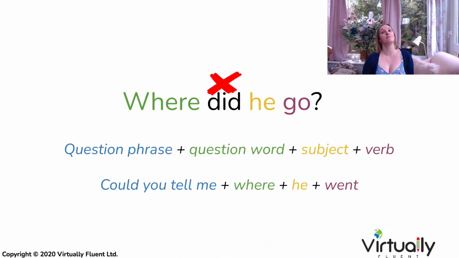And it's the same in the past simple too. So where did he go would be, could you tell me where he went? And remember that your main verb will need to be in the past simple tense. So if it's an irregular verb, make sure that you use it correctly.